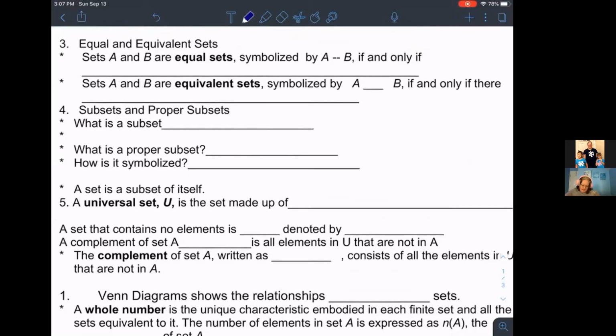Okay, it says sets A and B are equal sets, symbolized by A equals B, if and only if each element of A is also an element of B, and each element of B is also an element of A.